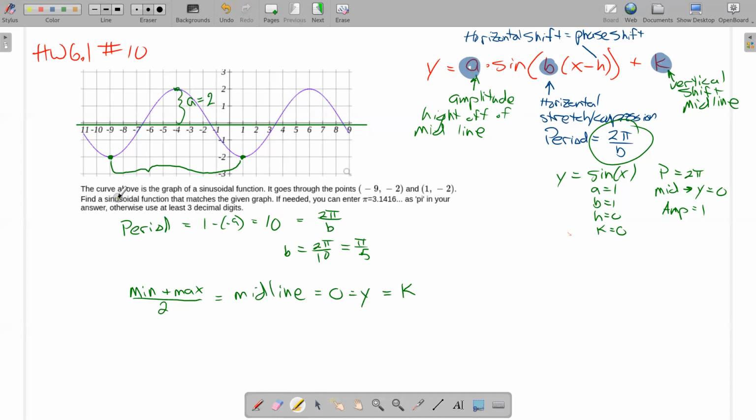So let's see, read this more carefully. We got this curve, goes to those points. We want to find a sinusoidal curve that matches that. We can use pi as pi. Otherwise approximate to 2 decimal places. All right, I don't even think we're going to need to approximate.